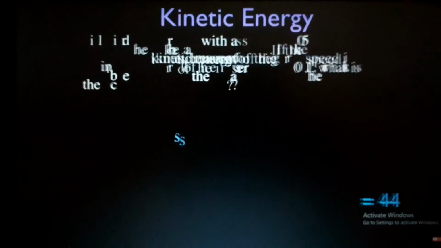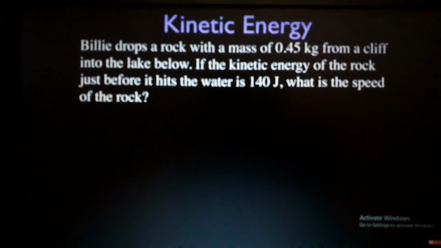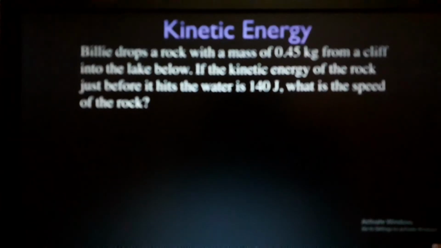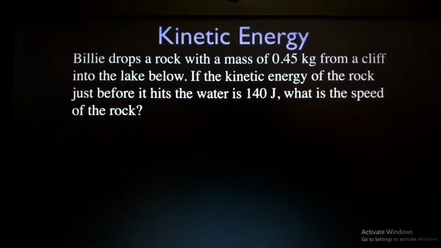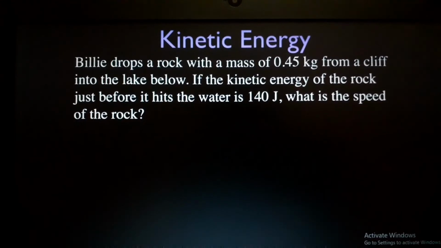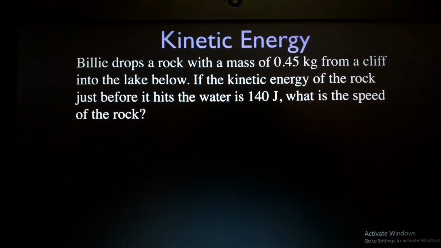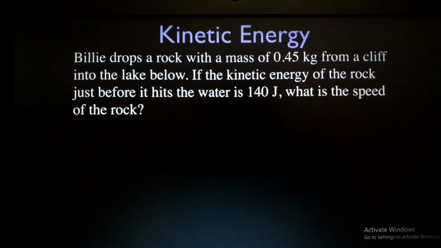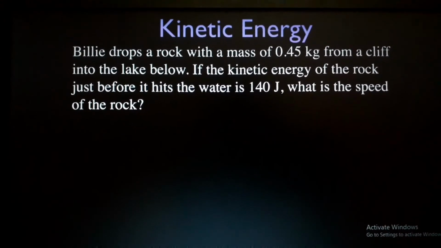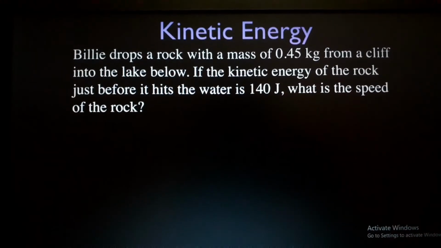Okay, and the next one is we have Billy, and he's going to drop a rock with a mass of 0.45 kilograms. He's going to drop that from a cliff into the lake below, and it has kinetic energy. The rock just before it hits the water is 140 joules, and we want to know what is the speed or what is the velocity of the rock just before it hits the water, not when it's sitting there at the bottom of the lake, but just before it hits the water.